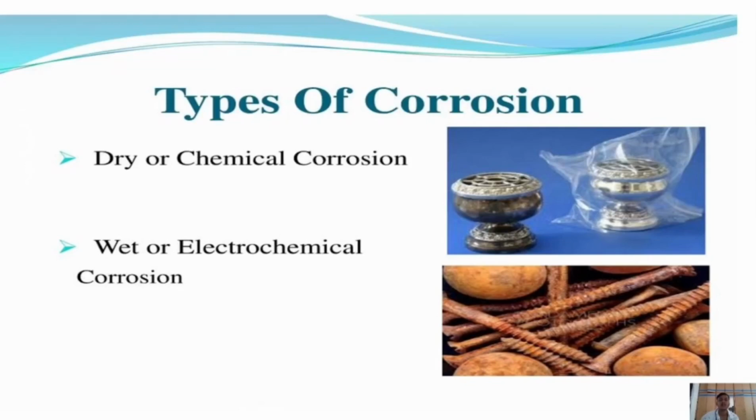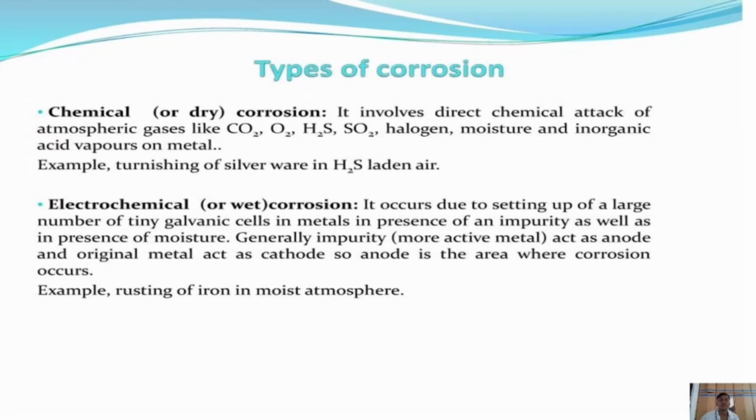Types of corrosion: dry or chemical corrosion, wet or electrochemical corrosion. Chemical corrosion involves direct chemical attack of atmospheric gases like carbon dioxide, oxygen, H2S, SO2, halogens, moisture, and inorganic acid vapors on metals. Example: tarnishing of silverware in H2S laden air.